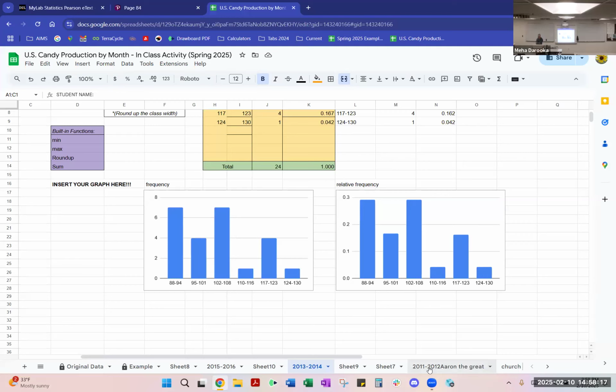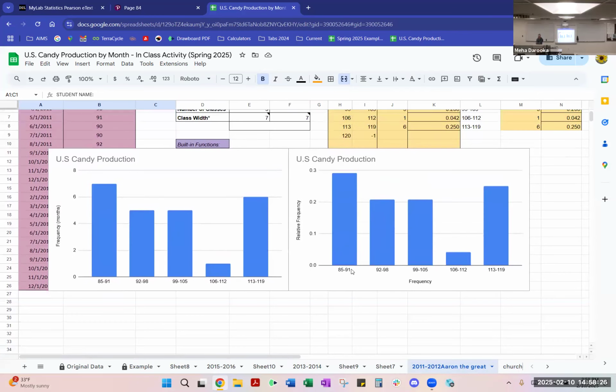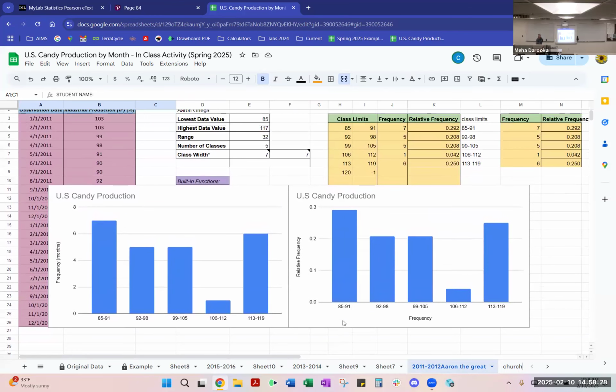I almost want to lean towards skewed right more than uniform if we had to pick. All right, Aaron, you had 2011, 2012. Yours, I would say, is more on the uniform side. Now we are seeing that little dip at 106, 1012, which was your frequency of just one.